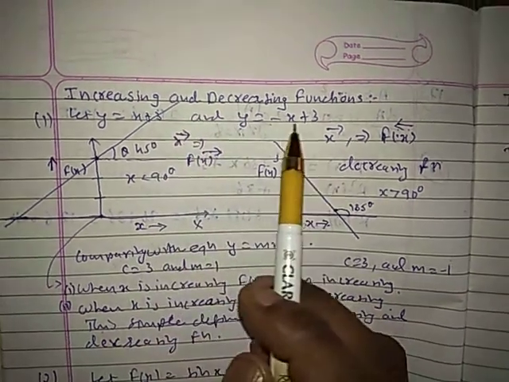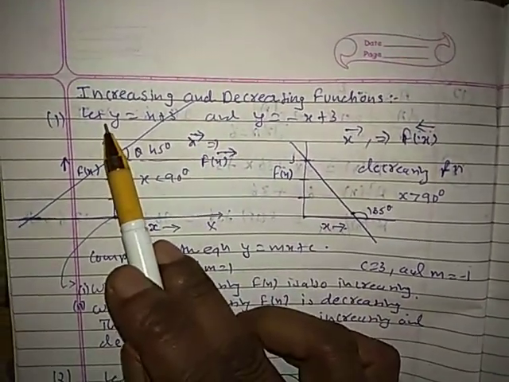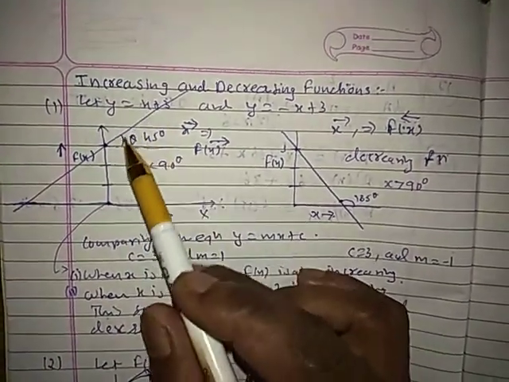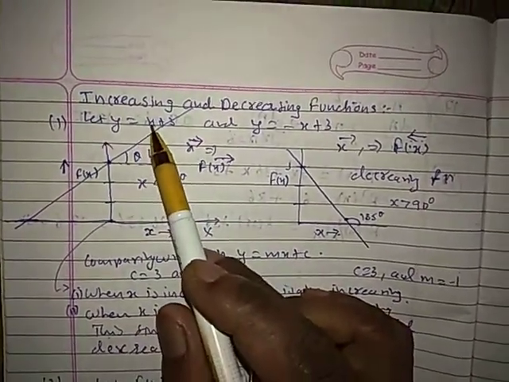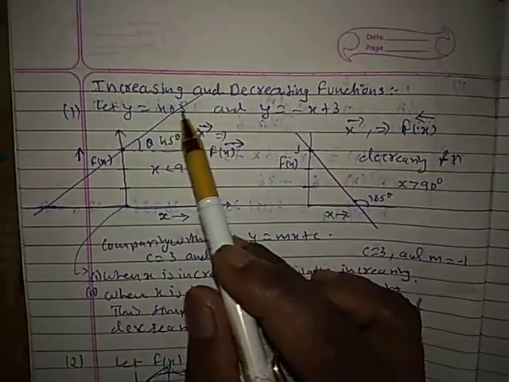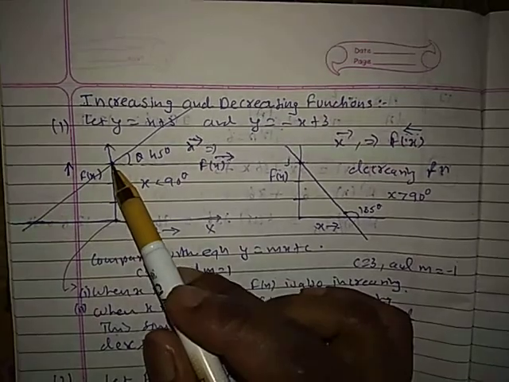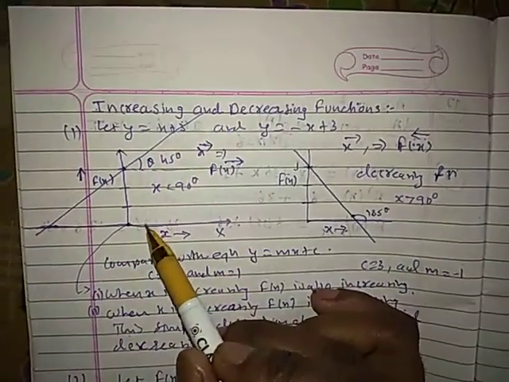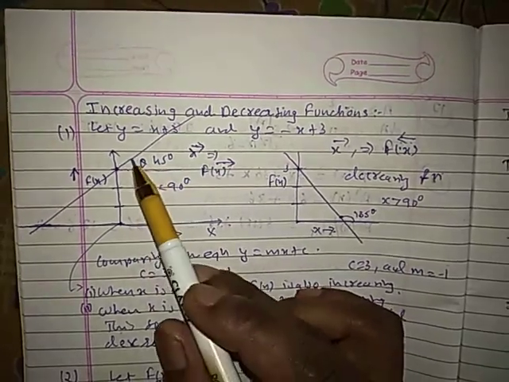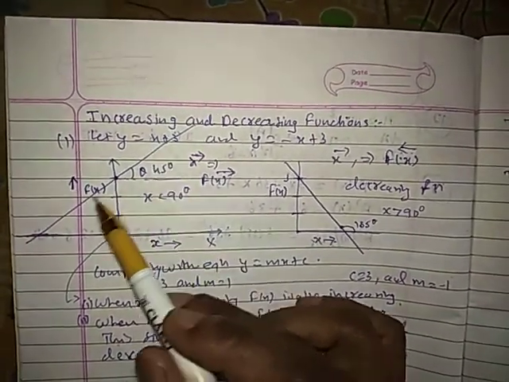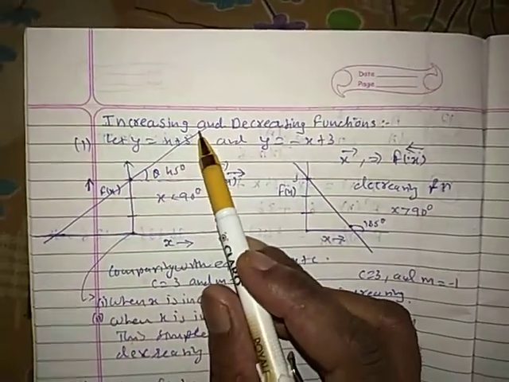Increasing and decreasing function. Let's take an example, y is equal to x plus 3. If you plot the graph, for x is equal to 0, y is 3. Then x is equal to 1, so y is 4. X is equal to 2, so y is 5. So you say that it is an increasing function.